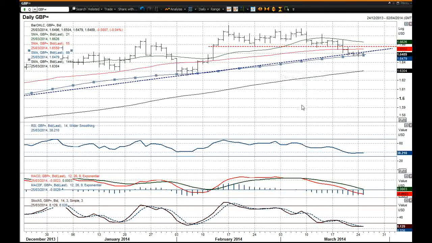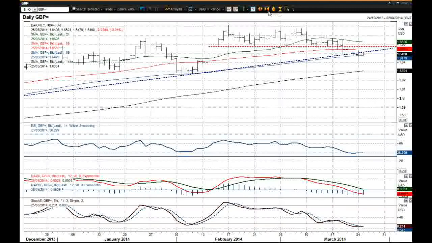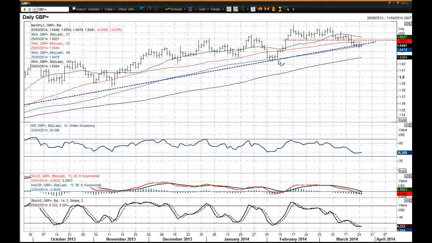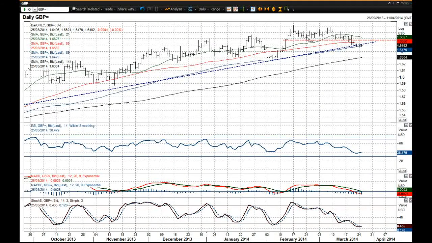The 89-day moving average is holding up cable at the moment, but that is pretty much the only positive aspect to this chart. As you zoom out slightly here, you've got this top pattern in place that gives us an implied target of 63.80.